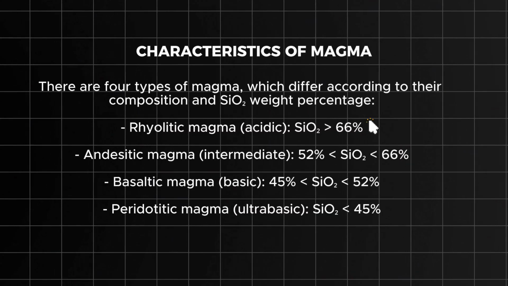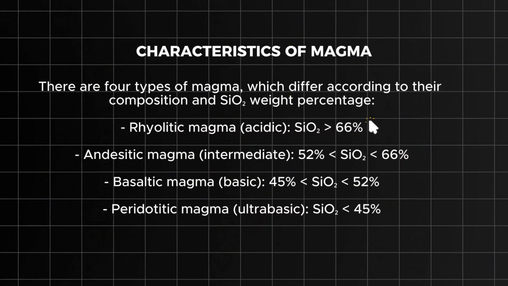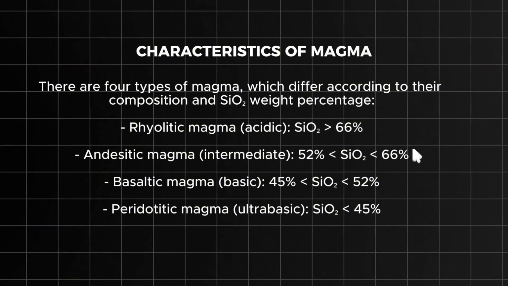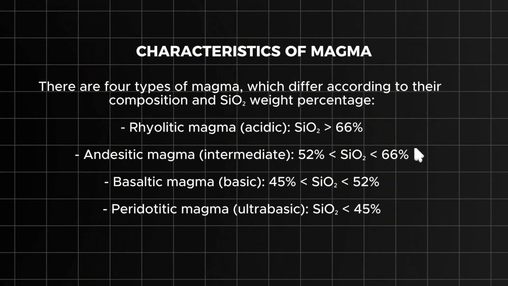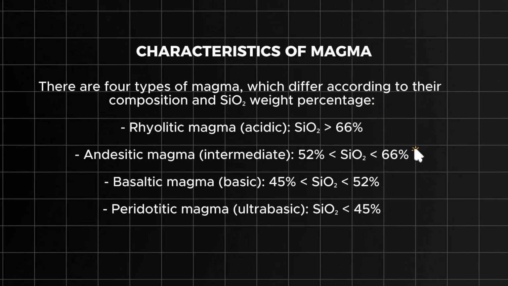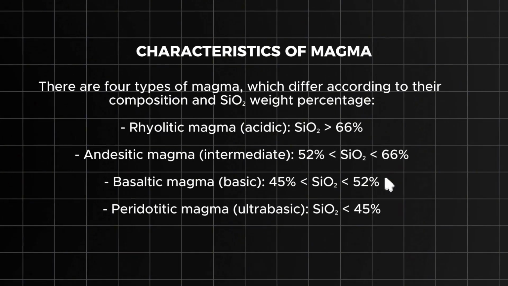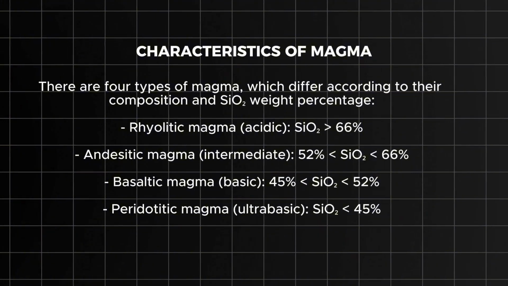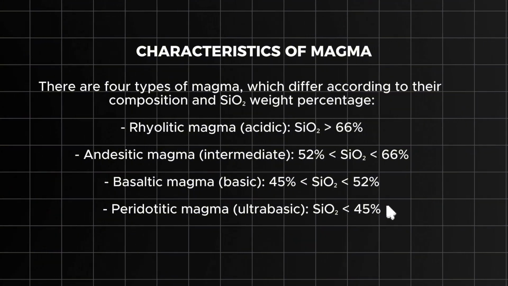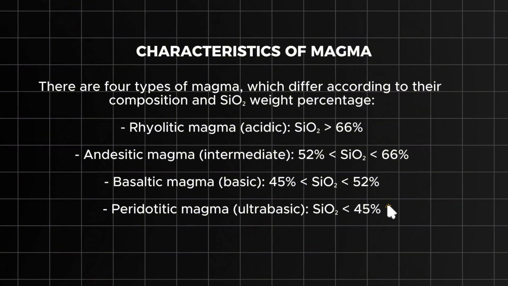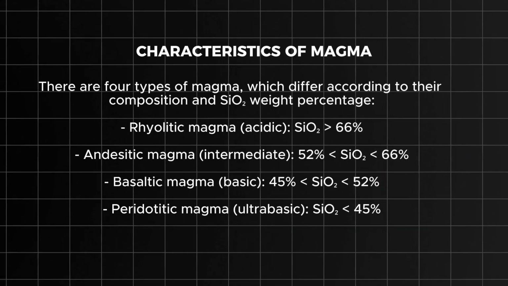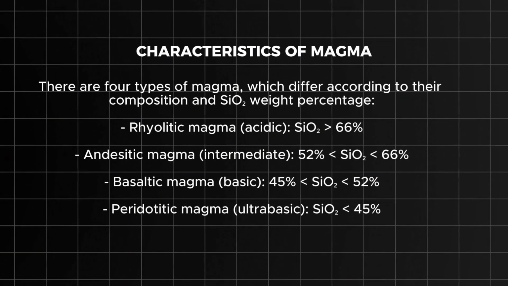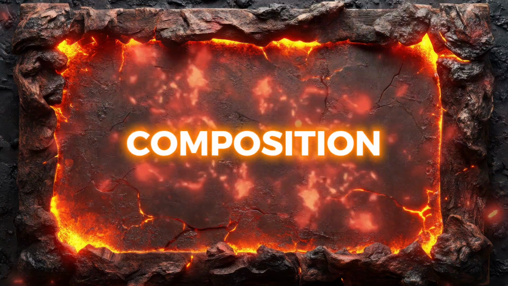Rhyolitic magma, considered acidic, contains more than 66% silicon dioxide. Andesitic magma, classified as intermediate, has a silicon dioxide content between 52% and 66%. Basaltic magma, described as basic, contains between 45% and 52% silicon dioxide. Peridotitic magma, known as ultra-basic, has less than 45% silicon dioxide. These differences in silica content play a major role in determining the physical and chemical behavior of the magma.